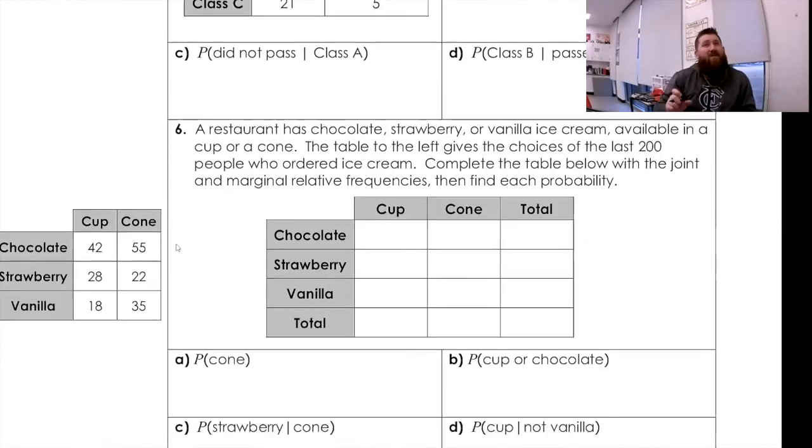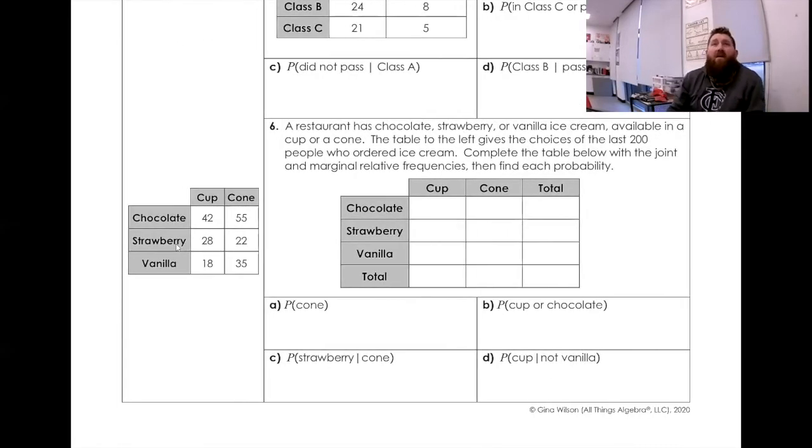Let's go ahead and go down to number 6. Number 6 does it a little different. It wants us to fill out our joint frequency, and let's see if we can see some relationships. A restaurant has chocolate, strawberry, or vanilla ice cream available in a cup or a cone. The table at the left gives us our choices of 200 people. So we've got all the data we need. We need to complete the table with joint and marginal frequencies. That's where we're going to divide the number we got by the total, and then we're going to find the probability. Okay.